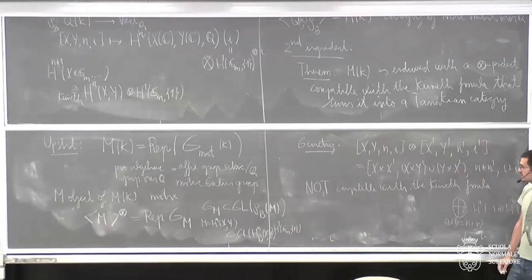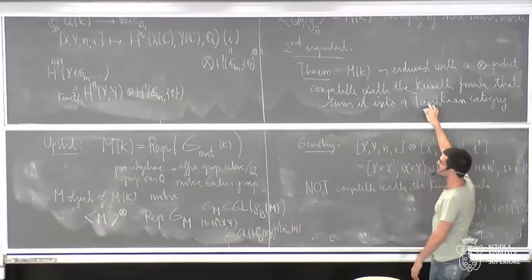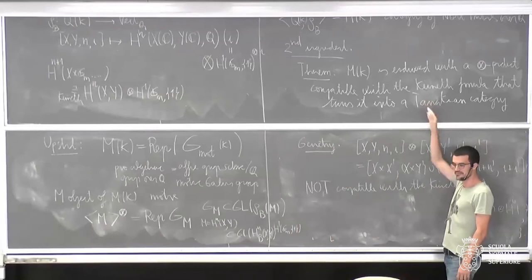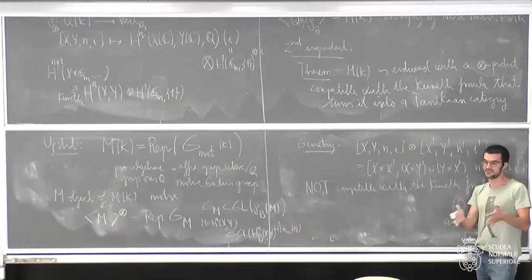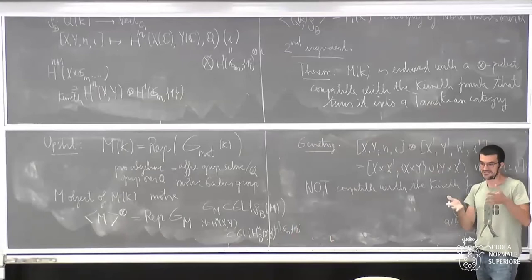I'm trying to explain the geometric ingredients that go into this theorem. I said that the only reasonable thing to do is to define the tensor product like this. But this is not compatible with the Künneth formula because in general, there's cohomology in many degrees. So when is it compatible with the Künneth formula? When there's only cohomology in one degree.